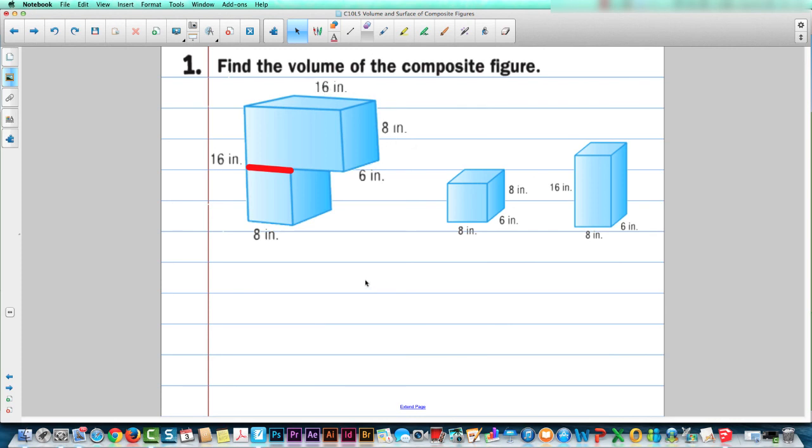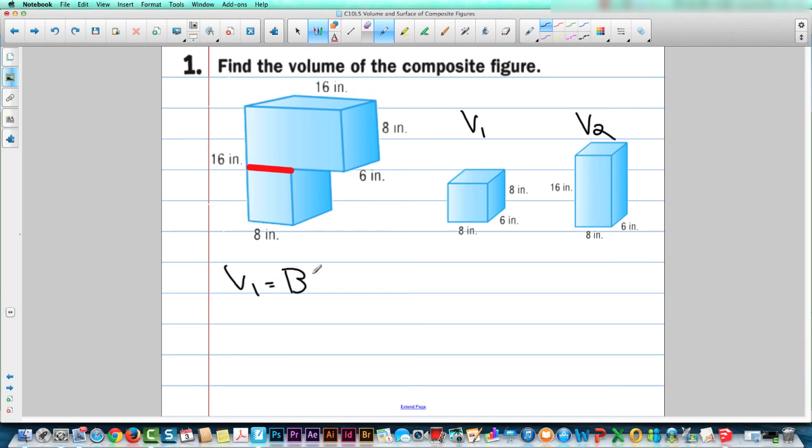So now I'm going to find the volume of each piece and add them up. I'll call this one volume 1 and this one volume 2. For volume 1, the volume formula is uppercase B times H. Now I'm going to find out what B is. B is the length times the width, so that comes from 8 times 6, which is 48. Going back to the formula, B is 48 times the height of the prism, which is 8. So V1 is equal to 48 times 8, which is 384.